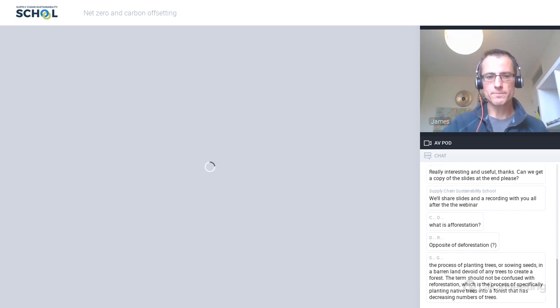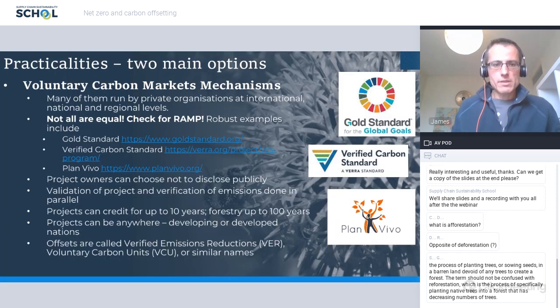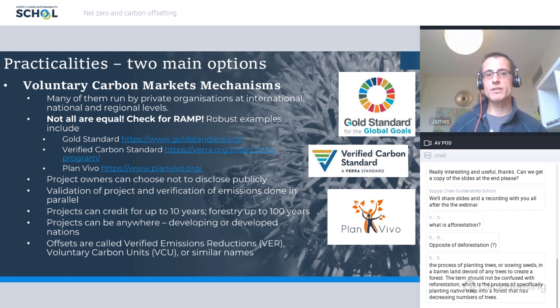The second main option is voluntary schemes, and there are lots of them out there. This is where the buyer does need to beware, and this is where the greenwashing accusation comes in the most. They are run by private organisations, and they can be international. They could be at a national level or even a regional level. There are lots of them.